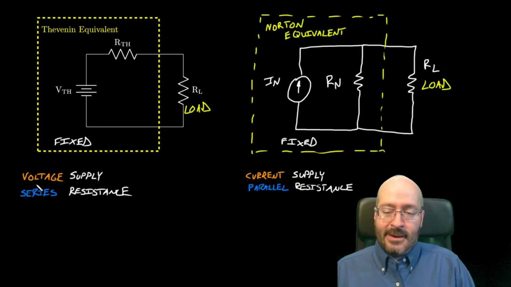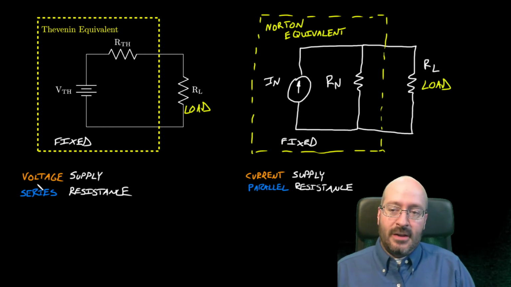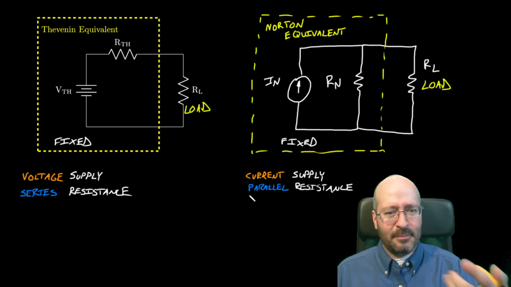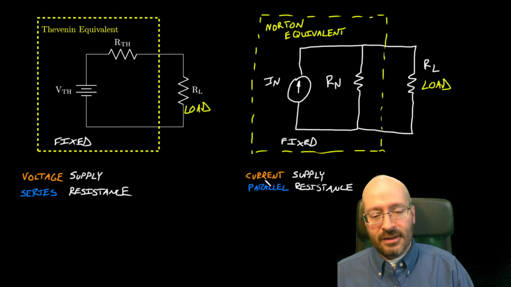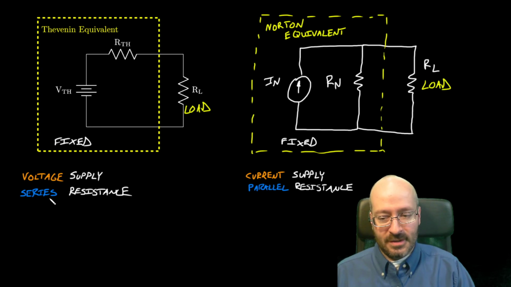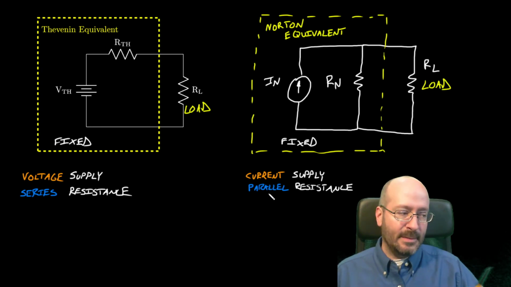Okay, here we go. Thevenin is a voltage supply with a series resistance, and then because we can kind of do everything backwards with these theorems, a Norton equivalent is a current supply with a parallel resistance. Okay, so this is voltage and series, and this is current and parallel.